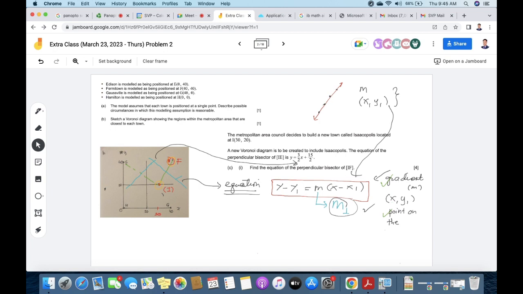So this time, since you know already what to find, I'd like you to work out the midpoint, work out the slope of the perpendicular bisector, and work out the equation of the perpendicular bisector and send it here in the same slide. All right, I'll give you some time to work it out.